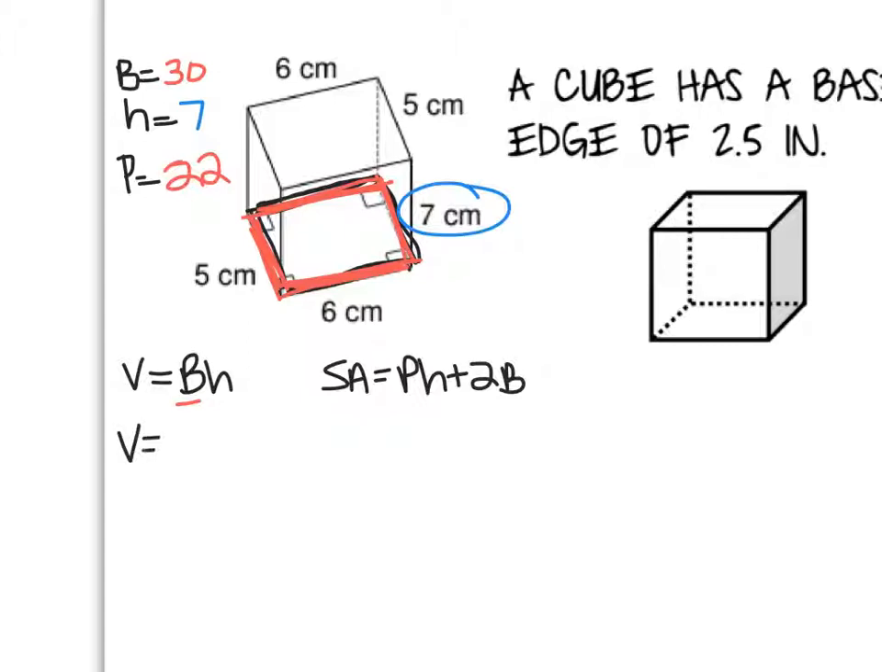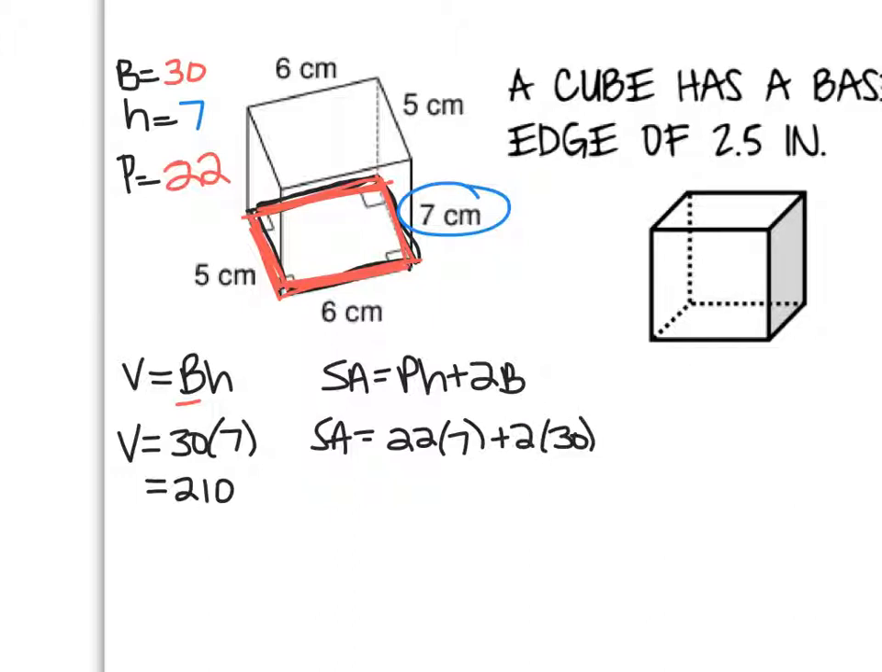So volume equals 30 times 7. So my volume is 210. Surface area equals perimeter of 22 times a height of 7 plus 2 times my base of 30. And that gives me a surface area of 214.